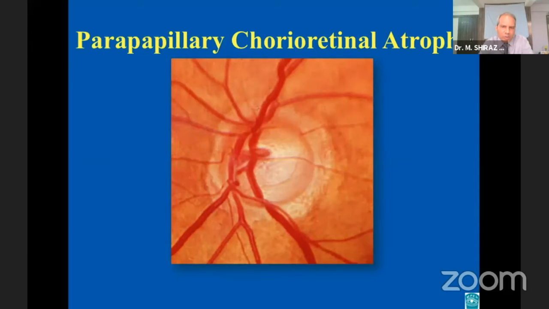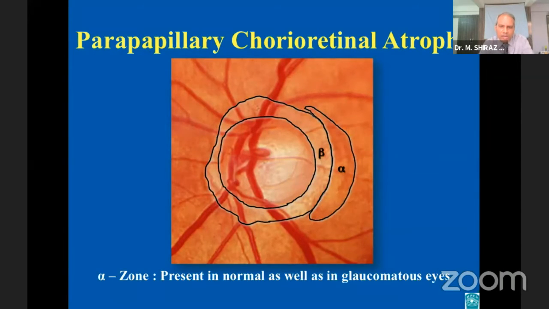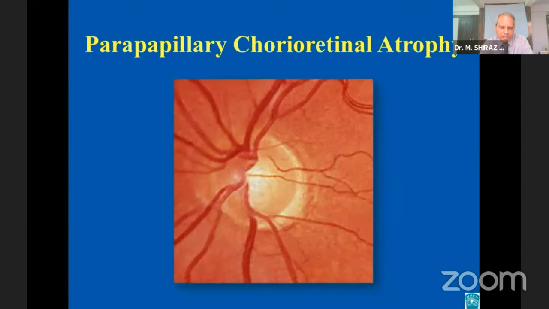This is an advanced glaucoma with parapapillary atrophy. I suppose we can all appreciate a halo of parapapillary atrophy all around the optic disc. So this is the beta zone. Now let us try to focus on this crescent-shaped area of irregular pigmentation. So this is the alpha zone. Alpha zone can be found in normal eyes as well, whereas beta zone is more commonly seen in glaucomatous eyes. This is another example of parapapillary atrophy.